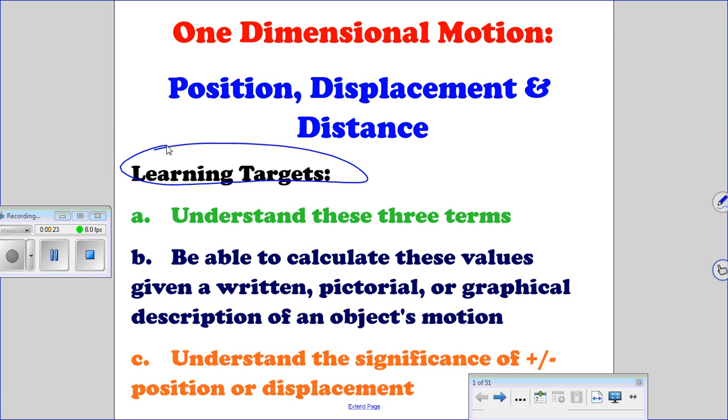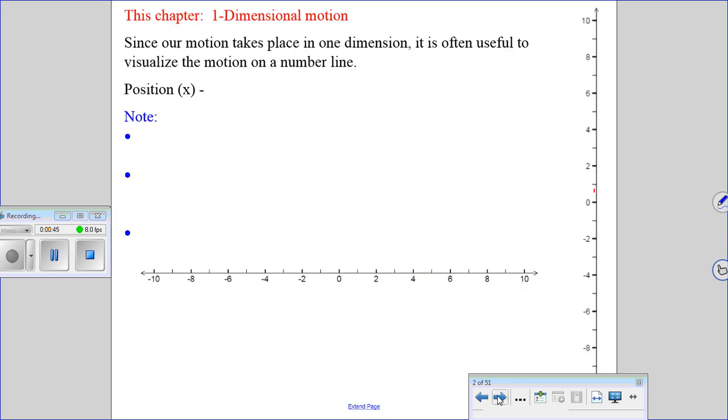All right, so obviously you should understand the three terms. You should be able to calculate these three values, position, displacement, and distance, if you're given a written, pictorial, or graphical description of the object's motion. And then finally, you should understand the significance of either positive or negative position and/or displacement. All right, so here we go.